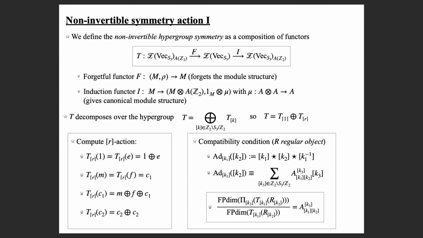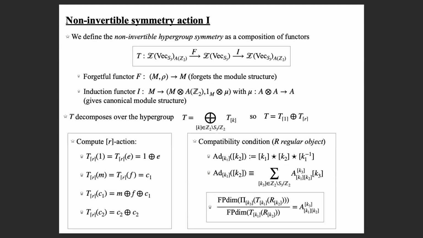And it turns out that in this case, the non-trivial hypergroup action on the anyons here is given as follows. So it's clearly a non-invertible action. For example, the identity is sent to 1 plus E. C1 is sent to M plus S plus C1. So like in general, one anyon can be sent into the sum of multiple others.